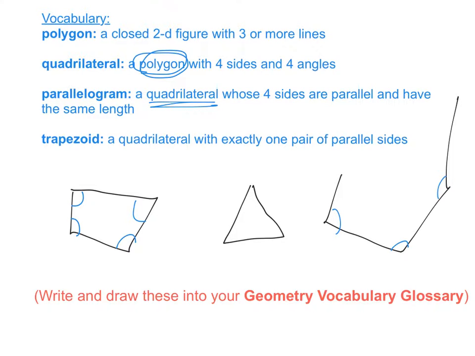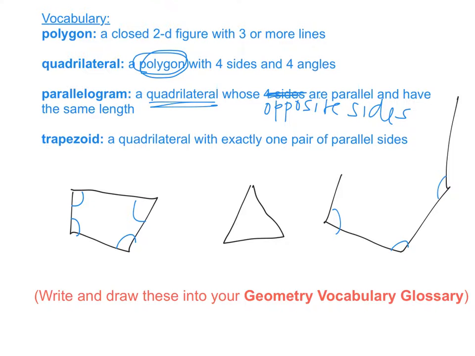Okay, a parallelogram is a quadrilateral, which already tells us a lot of information. It has exactly how many sides? 4 sides. And how many angles? 4 angles. It needs to say whose opposite sides are parallel and have the same length. Would it make sense if all 4 sides are parallel? No. Would that be a closed figure? No. So for parallelogram, make sure you write down that the definition is a quadrilateral whose opposite sides are parallel and have the same length.